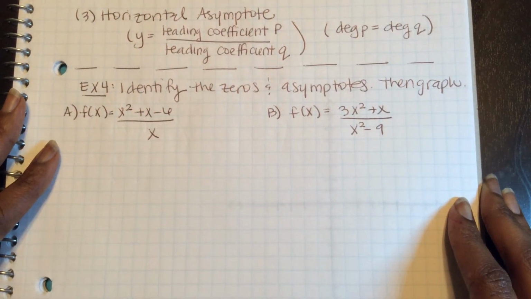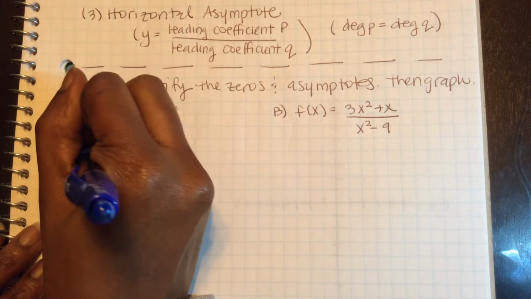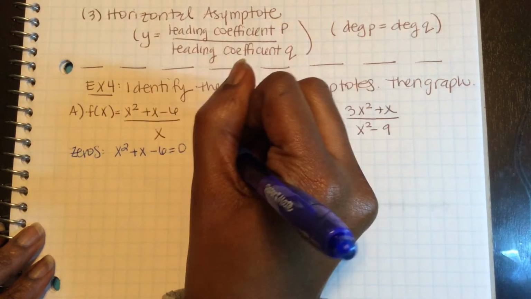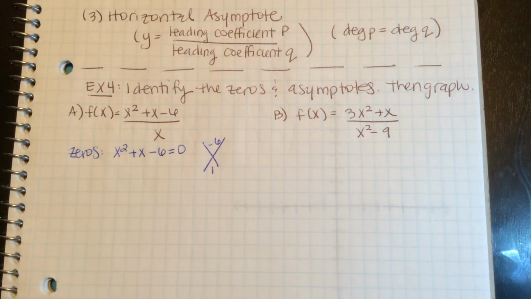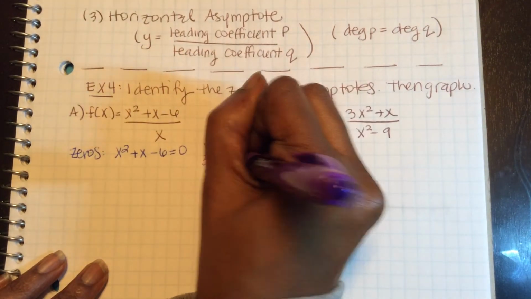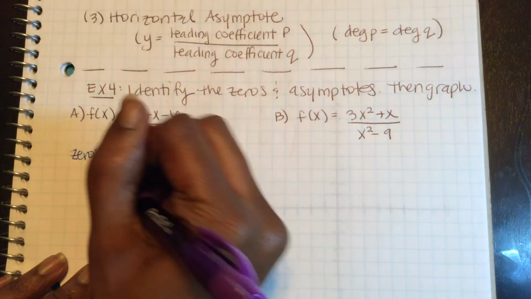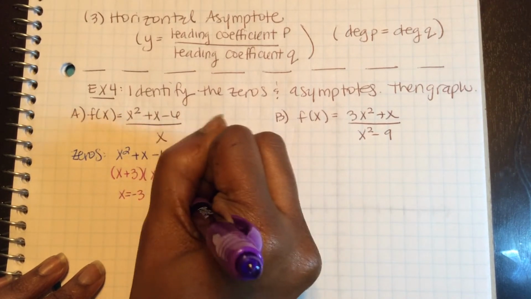So here are 2 graphs, or 2 rational functions. They are not in the form of a transformation, so I cannot use those tools to help me find my asymptotes. So first, for my zeros, that is when my numerator equals 0. I'm going to factor. 2 numbers that multiply to make -6 and add to make 1 are 3 and -2. So this factors to be x plus 3, x minus 2 equals 0. So my zeros are at -3 and +2.